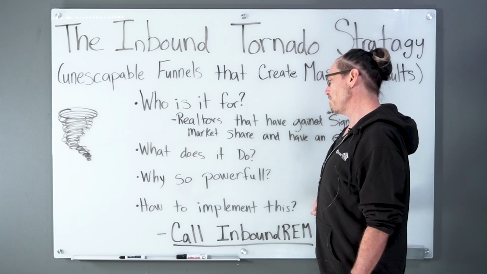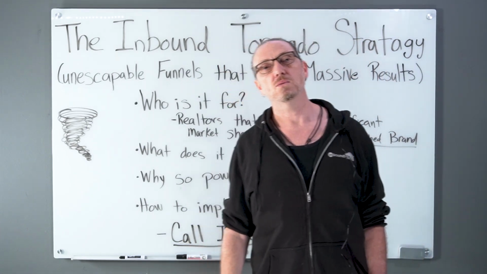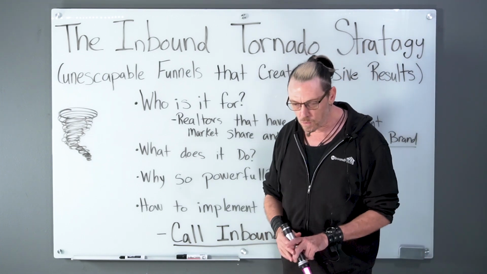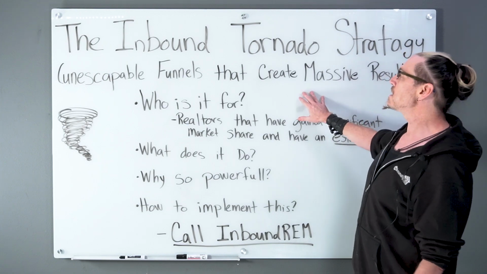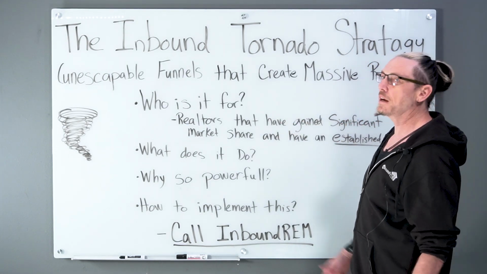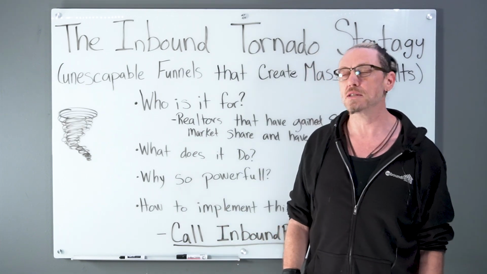How to implement it, all right? So what is it exactly? What is exactly the strategy? Well, once you have a website that has a great deal of inbound traffic, let's just say 5,000 people per month at a minimum. Maybe there could be some variances there.